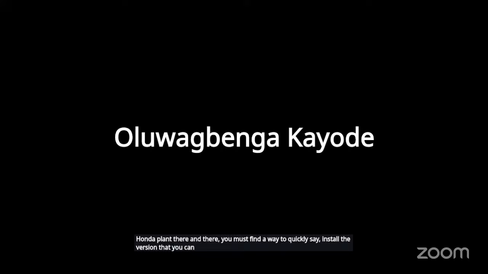So on that plant, you must find a way to quickly install the version that you can work with. And you would have to navigate all the shenanigans that might come with your system: firewall protection, one driver that has not activated, and all of that. Maybe you want to set an IP for your PC and all of that. You need to understand those things. Many of your problems will be that.